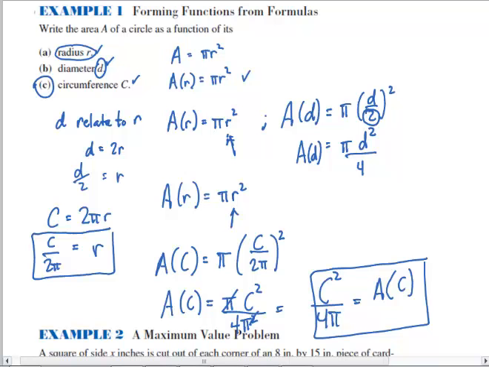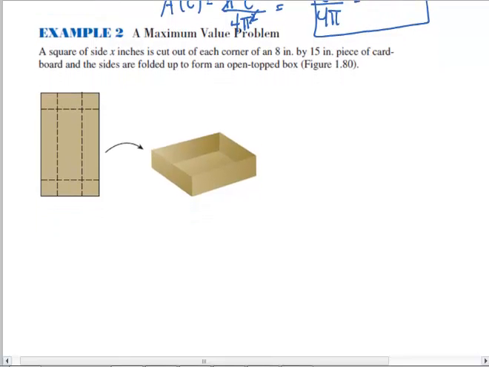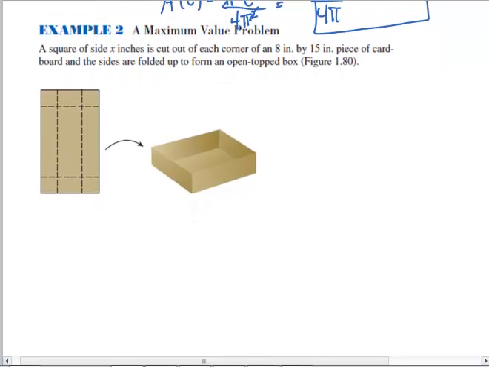Moving on to the next problem, we'll just read the example. This is straight from the textbook, Finney, Demana, Waits, and Kennedy. I want to give them credit for some really good examples here. We have another problem where we're going to come up with a function from a formula, but they give us a scenario. So read the question, read the example, and we'll do it in a second. I'm just going to pause the video so that you have a chance to read it.